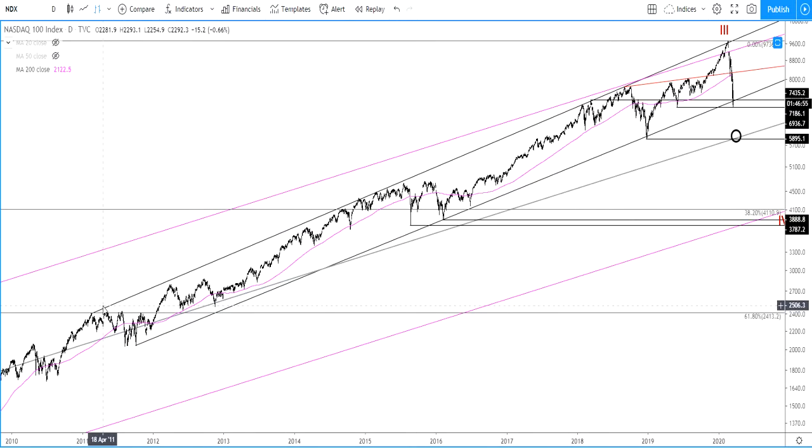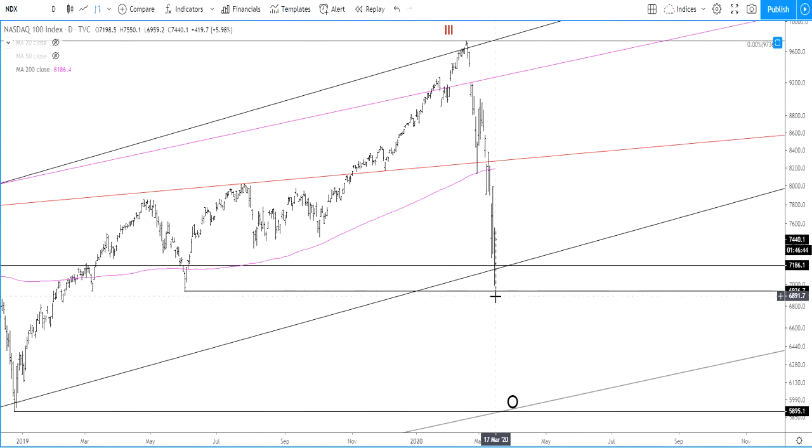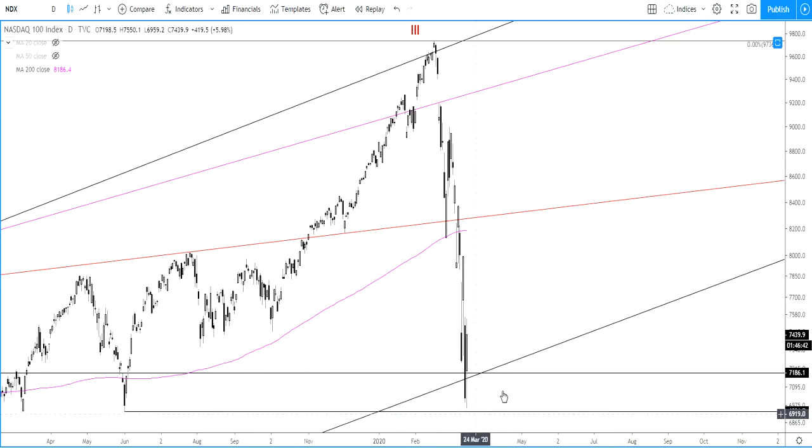So we've got this channel, right? Shorter term, or not shorter term, but back to 2011. There's a much longer term one on here, but this is the one we care about at the moment. So we are putting in a little reversal day here, right?